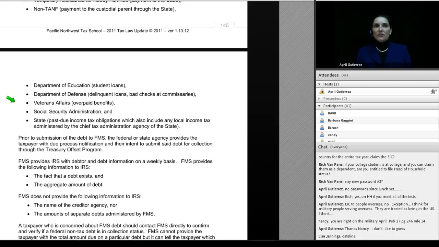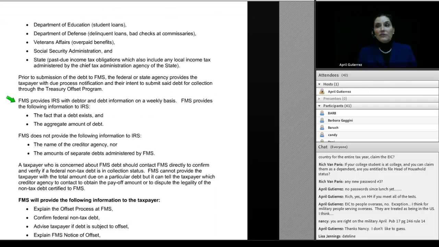There's a question in the classroom: can they take the entire refund if you owe more than the refund? And the answer is yes, they do. They're very good at that.